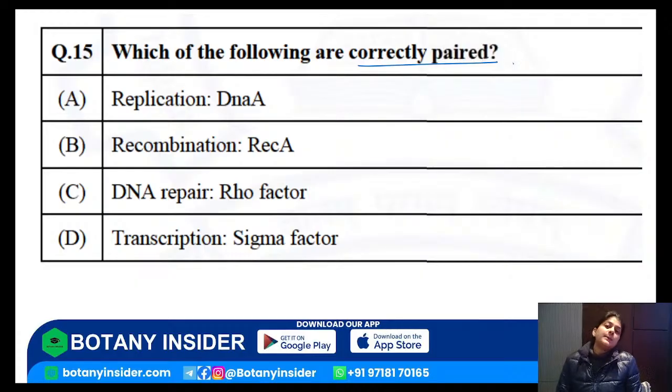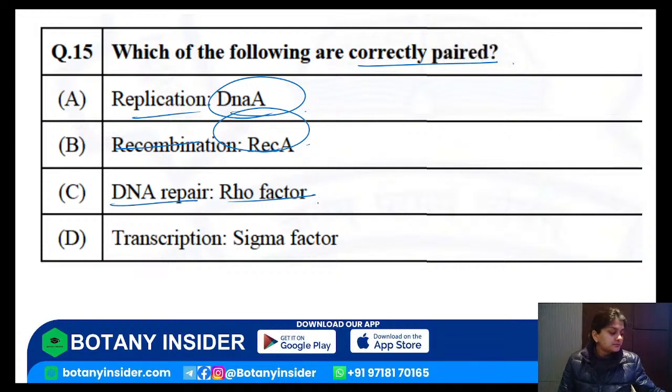Which of the following are correctly paired? Replication, DNA A; recombination, Rec A; DNA repair, rho factor; transcription, sigma factor. Try this. Done.